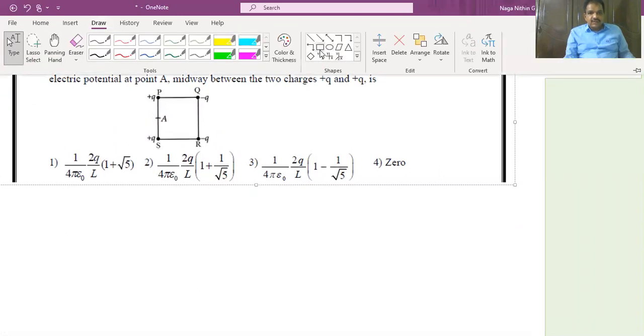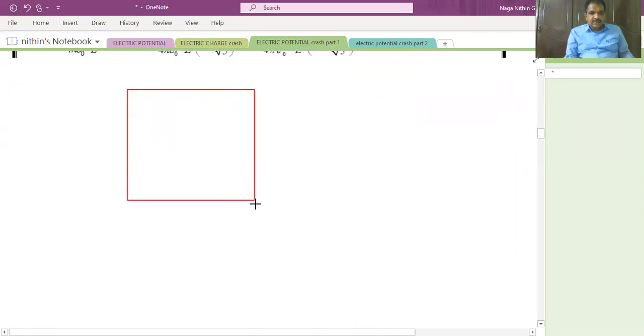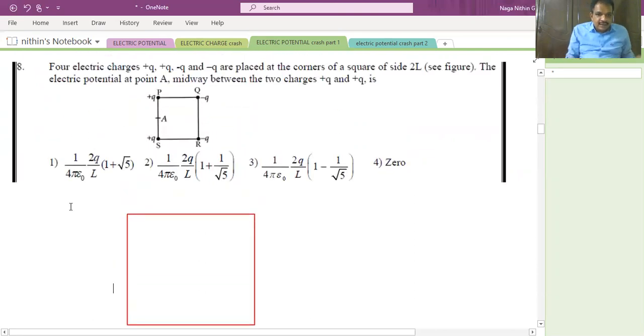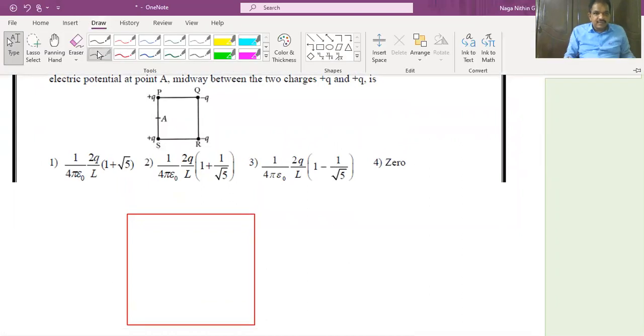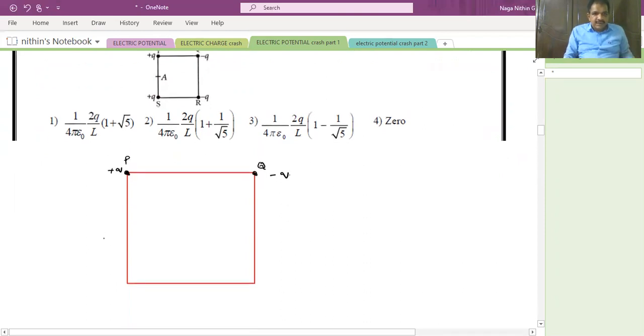So draw a square for it. Draw a little bit bigger square for your understanding. This will be P. This will be Q. At Q minus small q is placed. At P plus small q is placed. And here, this will be S. This will be R.